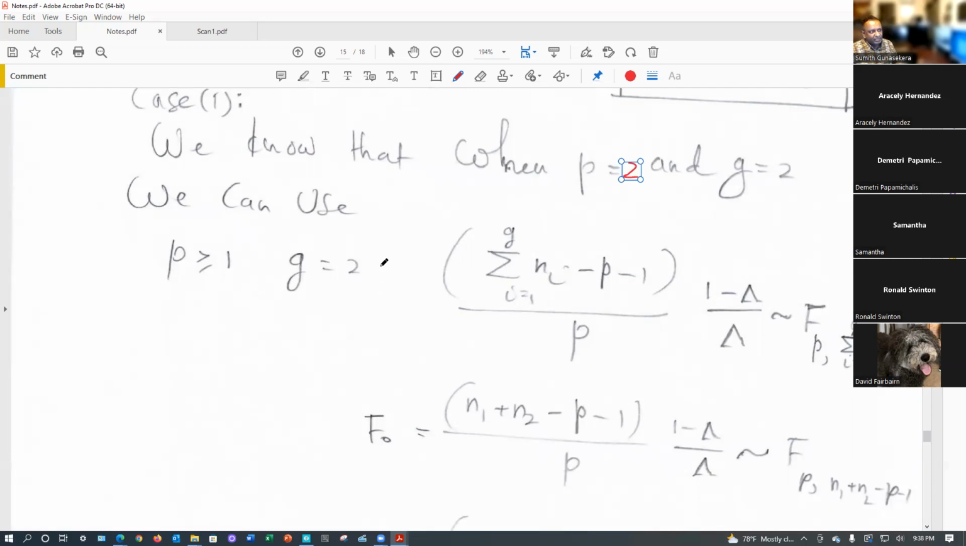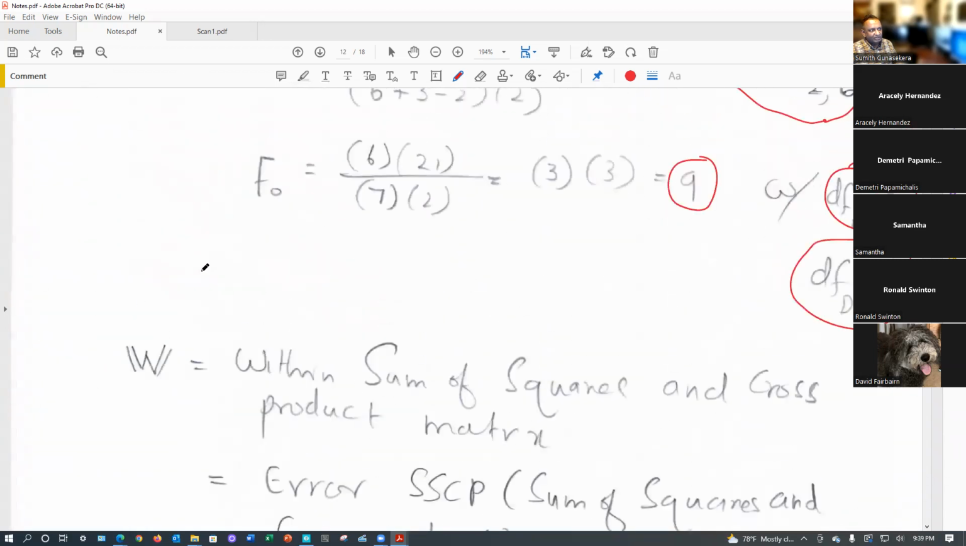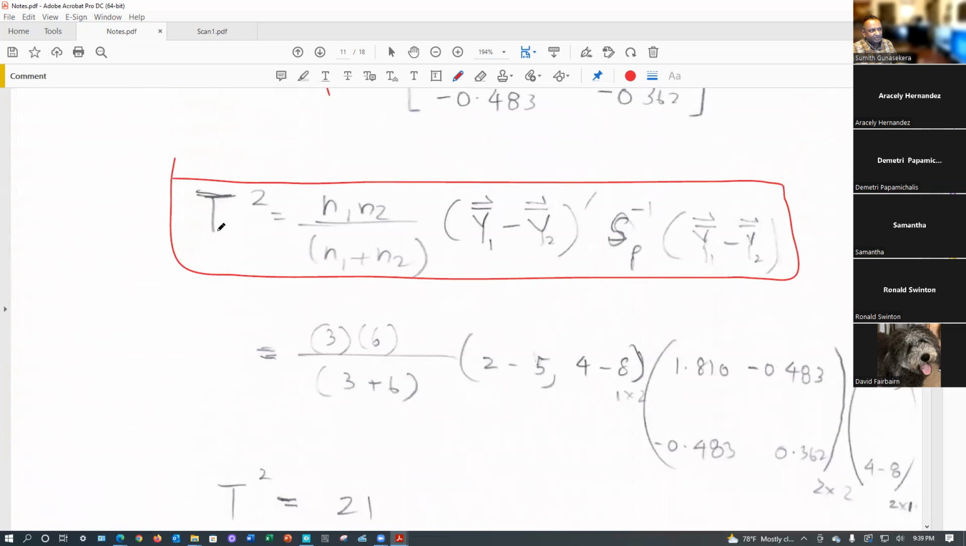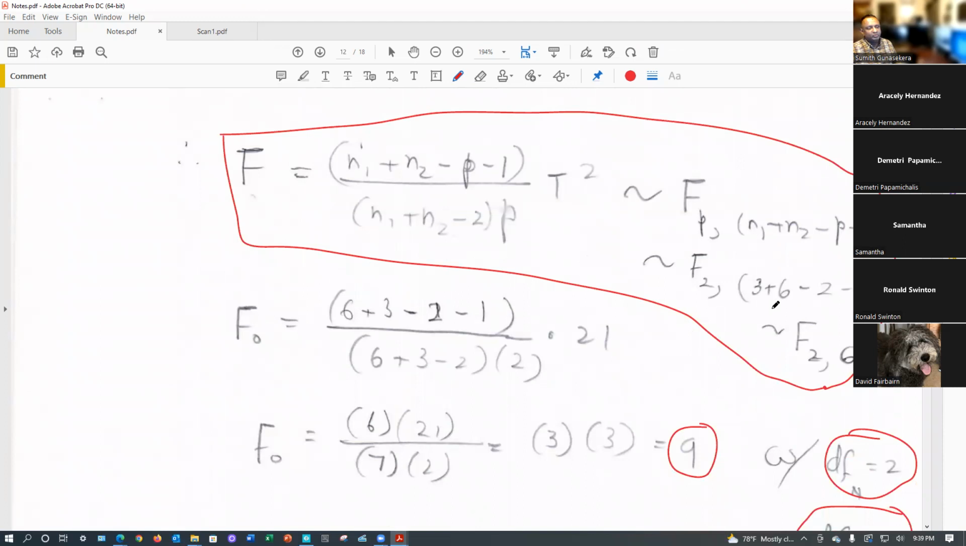If you have a condition like this, this is how they are related to F. This part divided by this one is the factor by which this should be multiplied, the same way that T squared is multiplied by something. That's one approach. We did this one, and from that we multiplied by this factor to make it F, and we found 9.